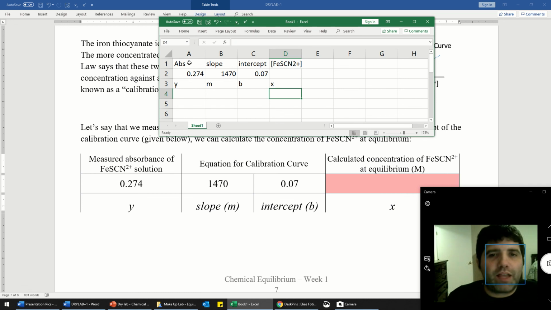Okay, so here comes some algebra. We have y = mx + b. We want to get x by itself.